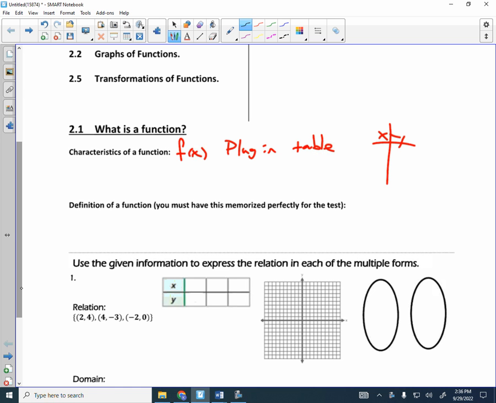A circle's not a function. Anybody know why? It fails the vertical line test. Remember that idea? So we're going to talk more about the vertical line test in a while, but right now we need to get down the definition of a function.